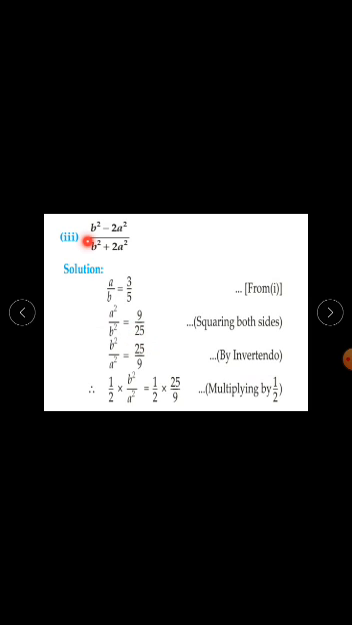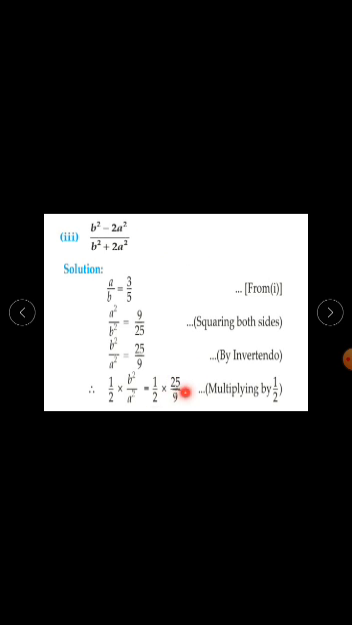Now we want 1 b² and here 2a². It means multiply half to both sides. So half into b²/a² equals half into 25/9. So 1 into b² is b², and 2 into a² is 2a². So b²/2a² = 25/18. Now what do we want?